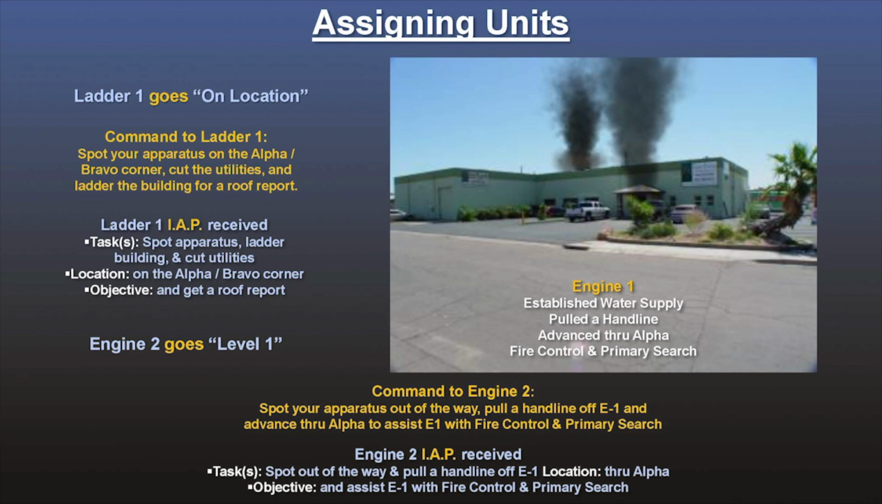Ladder 1 is on location. Command to Ladder 1, spot your apparatus on the Alpha Bravo corner, cut the utilities, ladder the building, get a roof report. Ladder 1 receives, spot the apparatus on the Alpha Bravo corner, cut the utilities, and give a roof report.